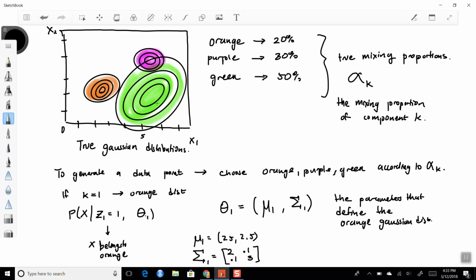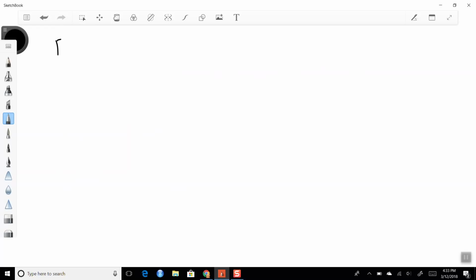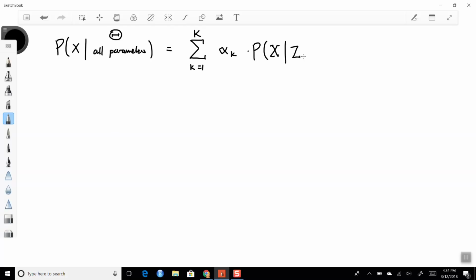Okay, and so each value comes from one of these components, and so the total probability of getting x, some individual x, over all parameters, which is captured in capital theta, is going to be the sum from k equals 1 to big K of the mixing proportion of that particular distribution times the probability of getting x given the class to which it belongs and the parameters of that component.